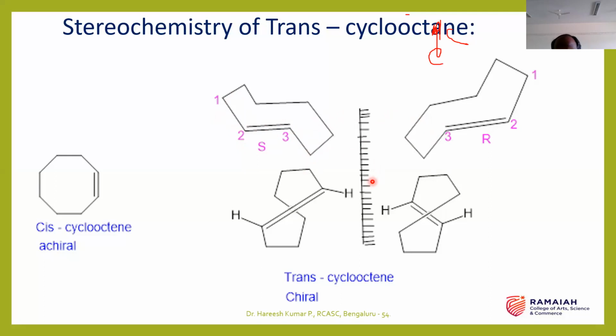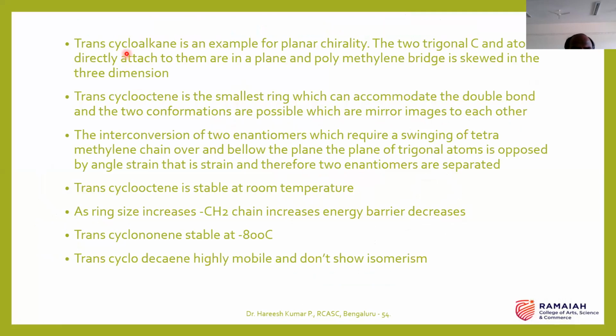Okay, so in terms of words we can say that trans-cycloalkene is an example of planar chirality. The two trigonal carbon atoms and the atoms directly attached to them are in a plane, and the polymethylene bridge is cued in a three-dimensional arrangement.